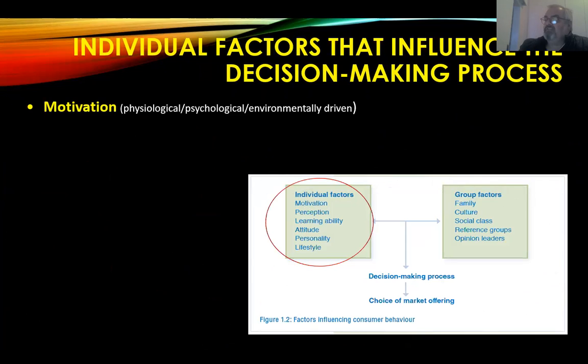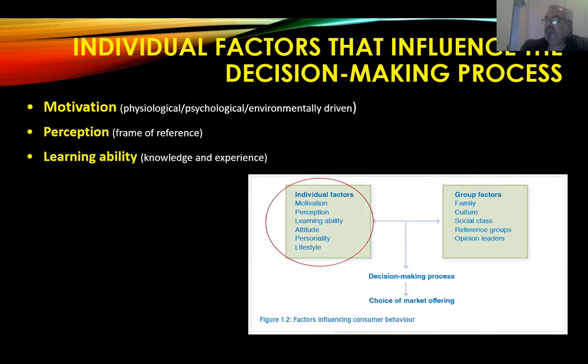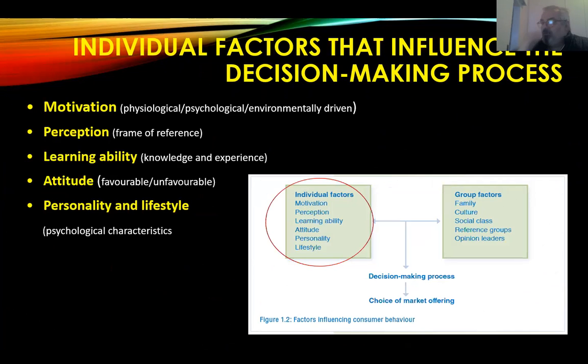Let's look at the individual factors: motivation, perception, your learning ability, your attitude, your personality, and your lifestyle. Right. Motivation, we could bring Maslow's hierarchy of needs in here. The motivation for an individual to make a decision to buy something or not could be any of the need levels in Maslow's hierarchy, but on a daily continuous basis, it's our physiological needs, which we have to address and fulfill to ensure that we survive.